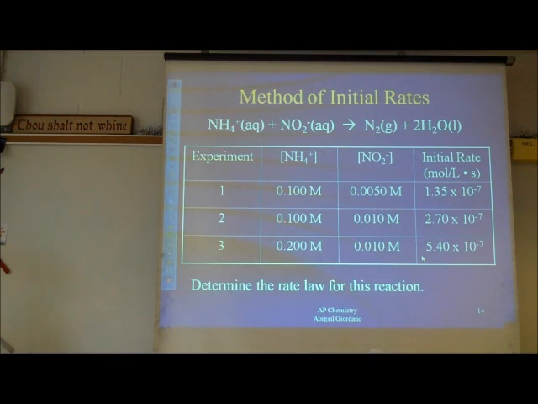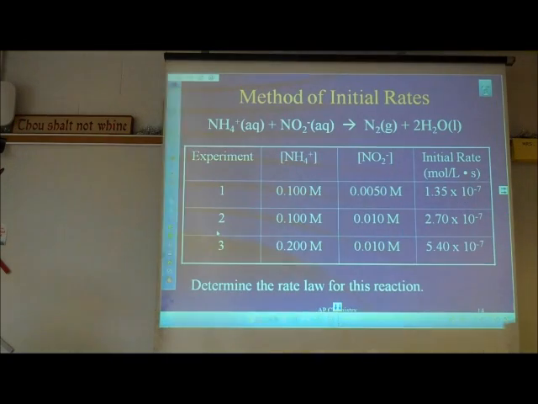This is what a rate law problem looks like. I've got a reaction right up here. I'm given a table of experimental data. For the reactants, remember the reactants are the only ones we care about. I've got some molarities listed, and the last column has rates, speeds of reaction. And the question says, determine the rate law. Okay, fine.